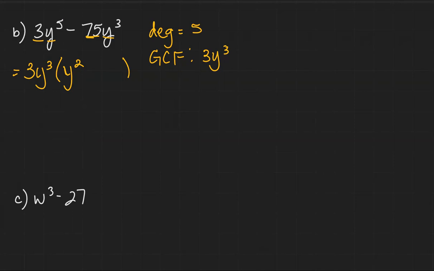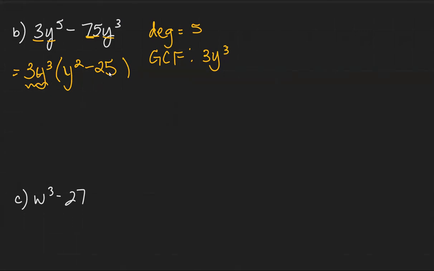And then 75 divided by 3, that is 25. And then y cubed divided by y cubed is just 1. So we're good there. Okay, let's check to see if we're done. We can't factor this first thing anymore, because that's just a monomial. There's nothing we can do about that.